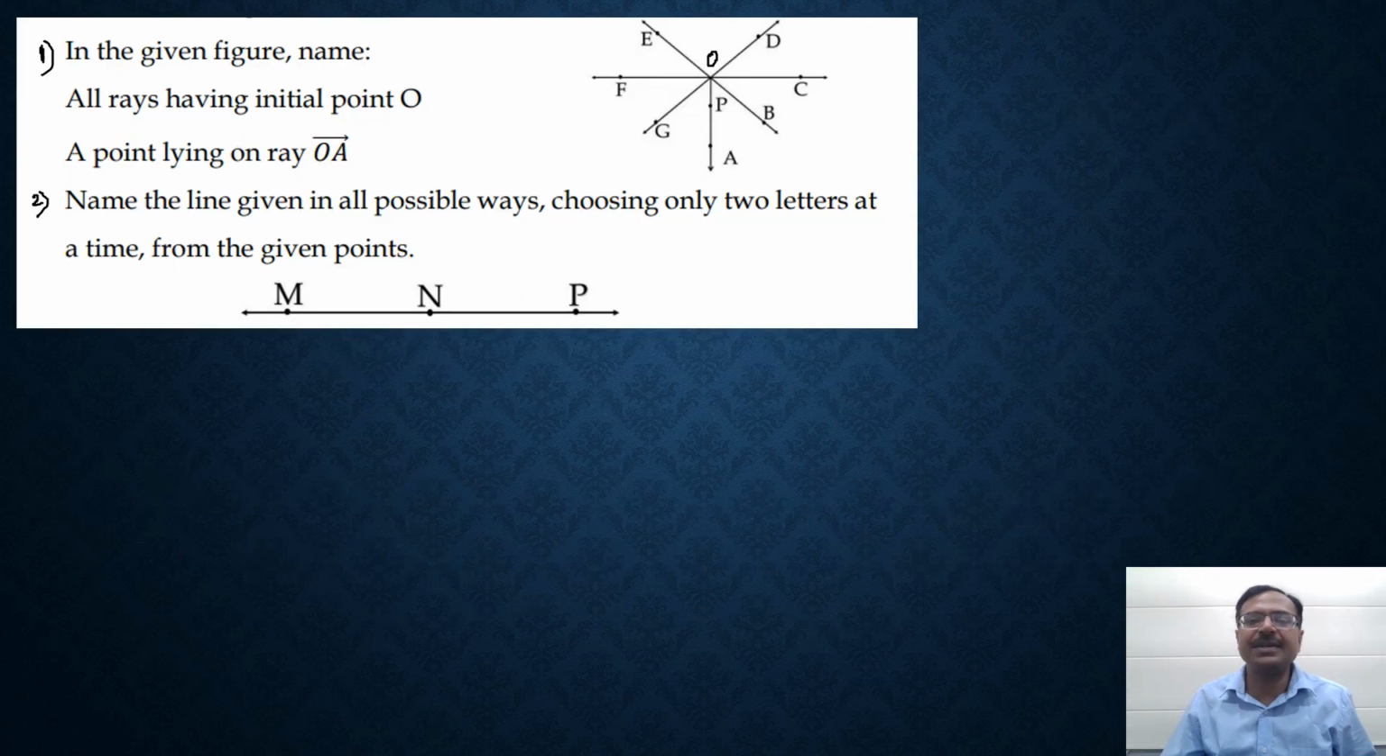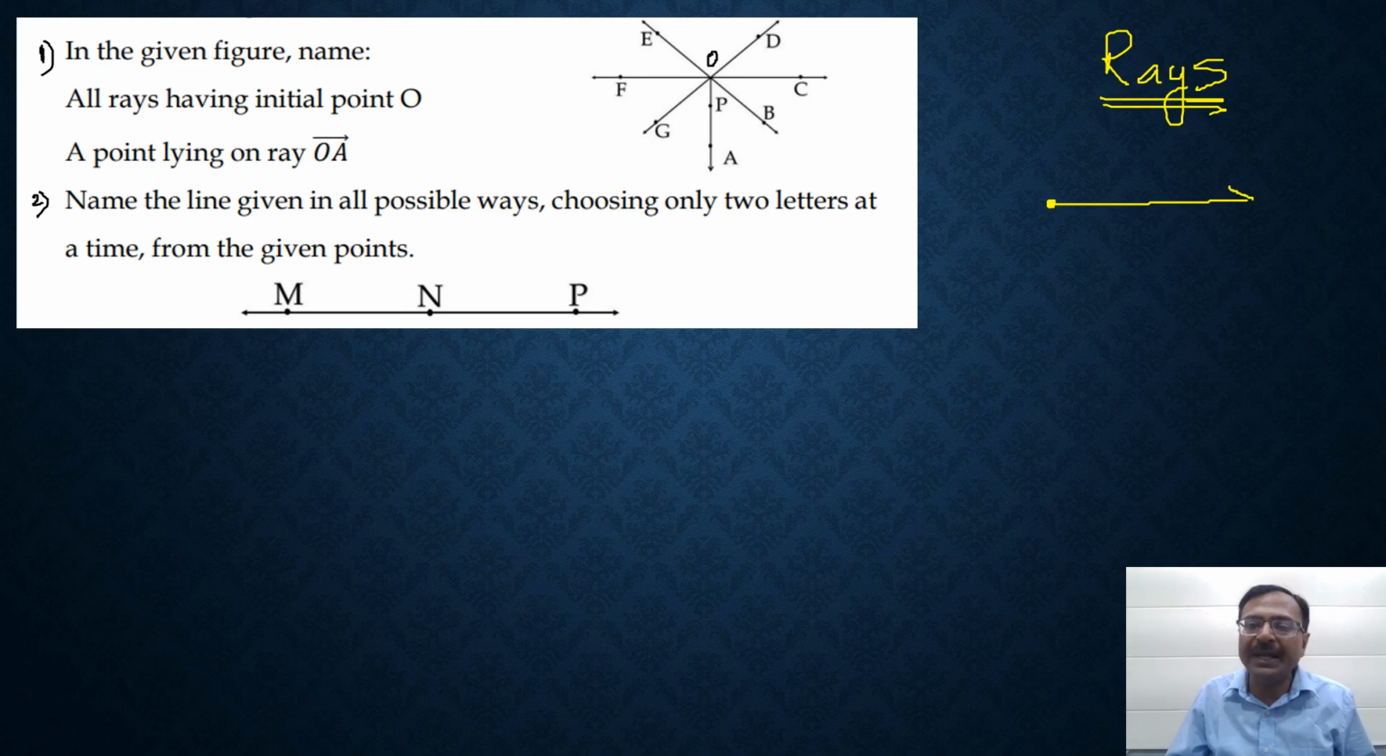Let's see the questions in hand. Now the first question is, in the given figure, name all the rays having initial point O. So when you are talking about rays, they have an initial point from where they originate, and they move only in one direction like this. So you put a dot on one side and an arrow on the other side. That's how you represent a ray.